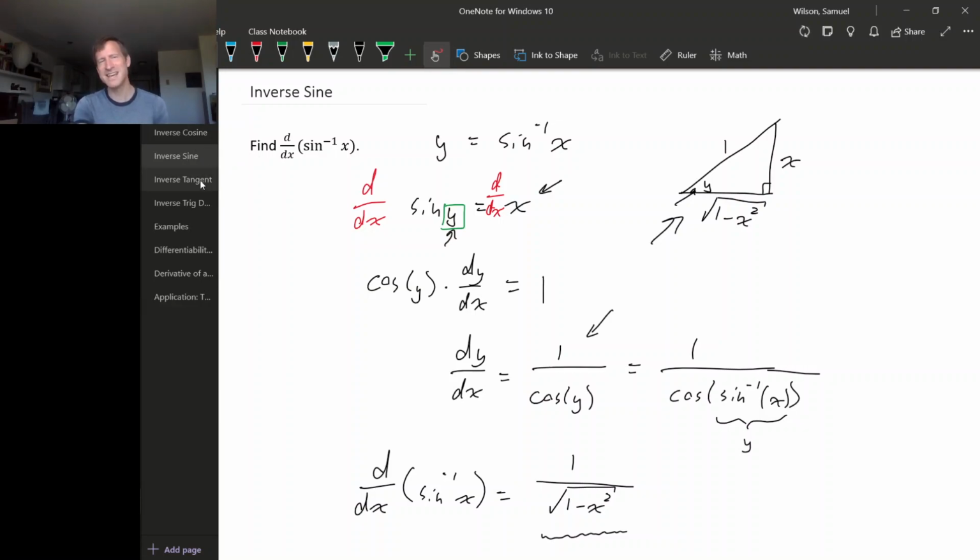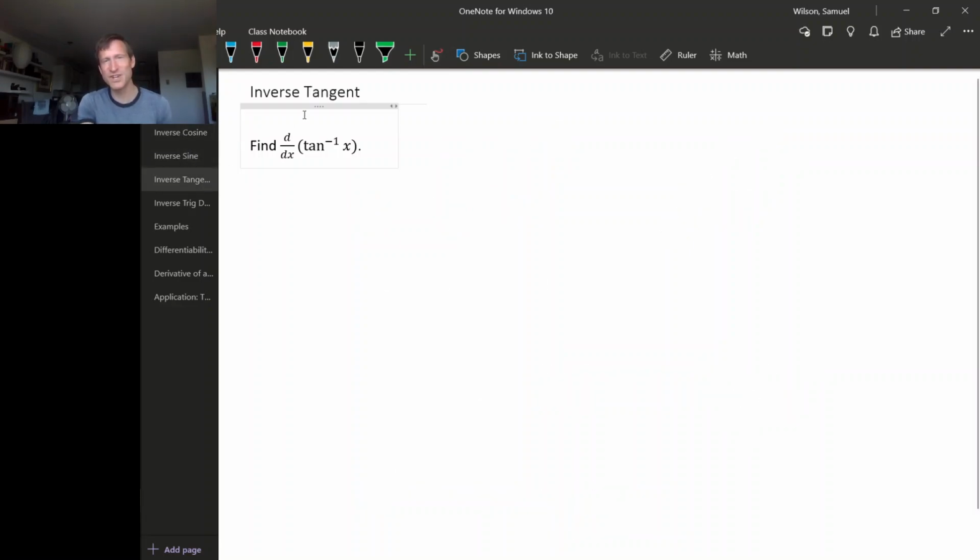Sine, cosine, and tangent come up more often in applications than secant, cosecant, and cotangent. And so it's the same with the inverse trig functions. So let's finish off the big three and do inverse tangent. So we'll name inverse tangent x, y, and take tangent on both sides. We get tangent y equals x, and then take a derivative.